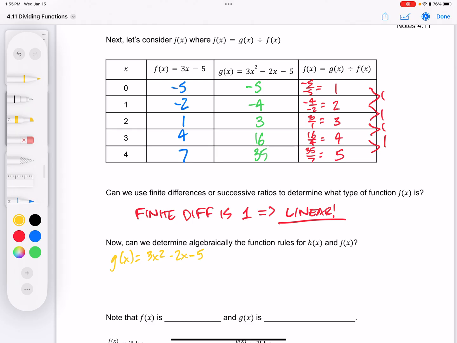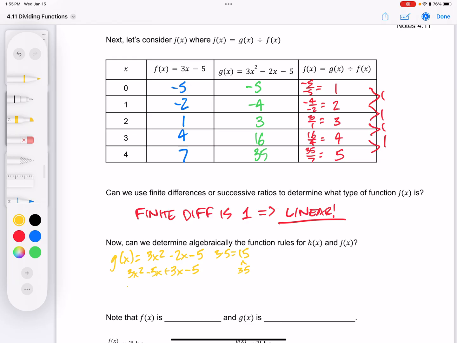So can this factor? Well, our a times c, 3 times 5 equals 15. So what are the factors of 15 whose difference is 2? Well, guess what? It's 3 and 5. I'm going to need the larger one to be minus, so this is going to be 3x squared minus 5x plus 3x minus 5.